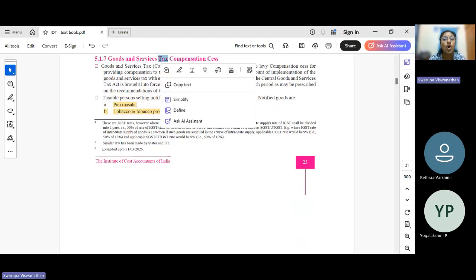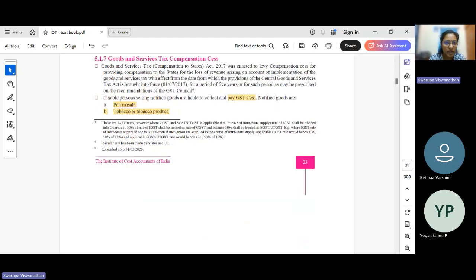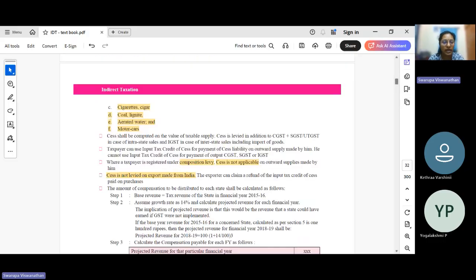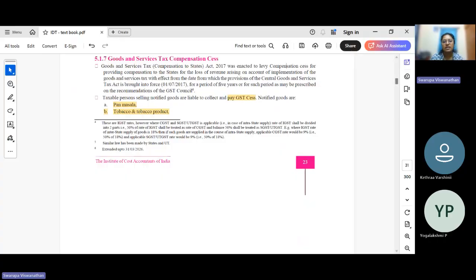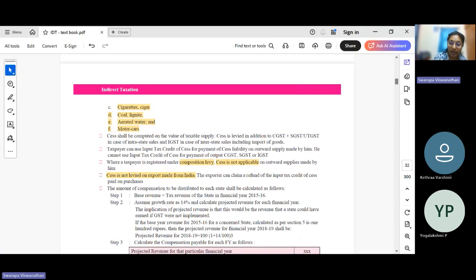Goods and service tax compensation cess. Compensation cess is levied on certain products. What are those products? Pan masala, tobacco products, cigarettes, coal, aerated water, motor cars. Okay, so you need to remember these products on which compensation cess is applicable.